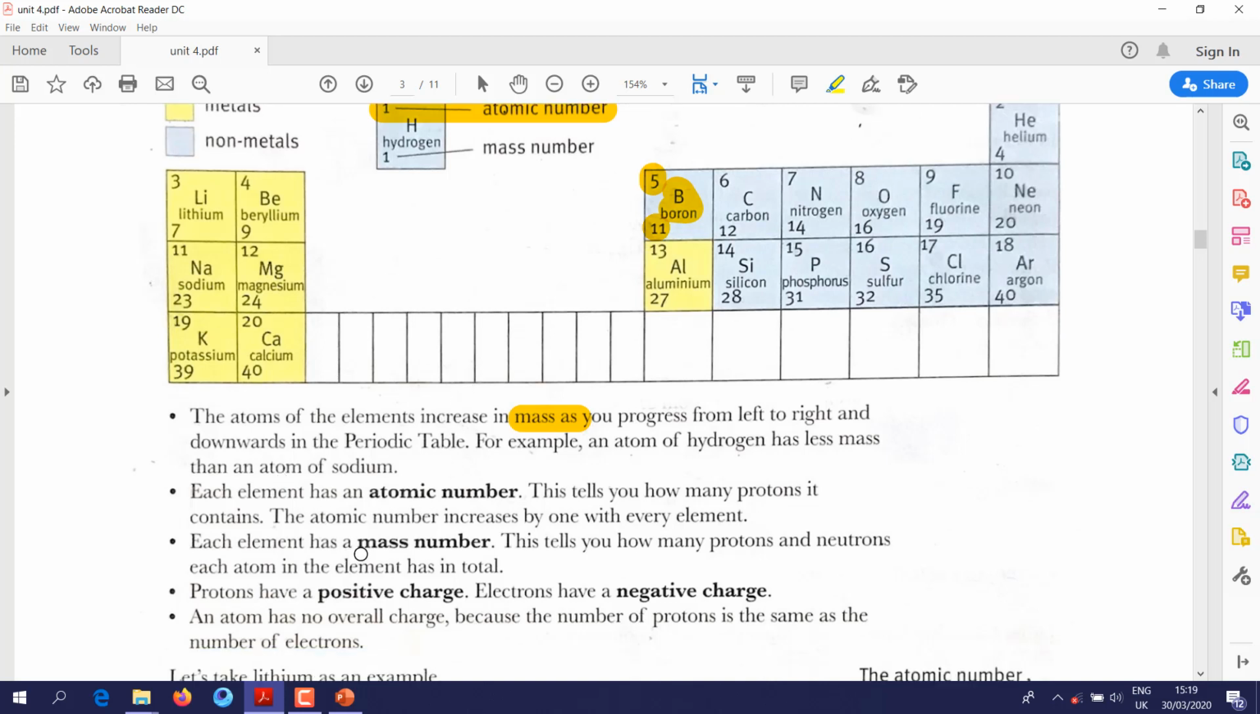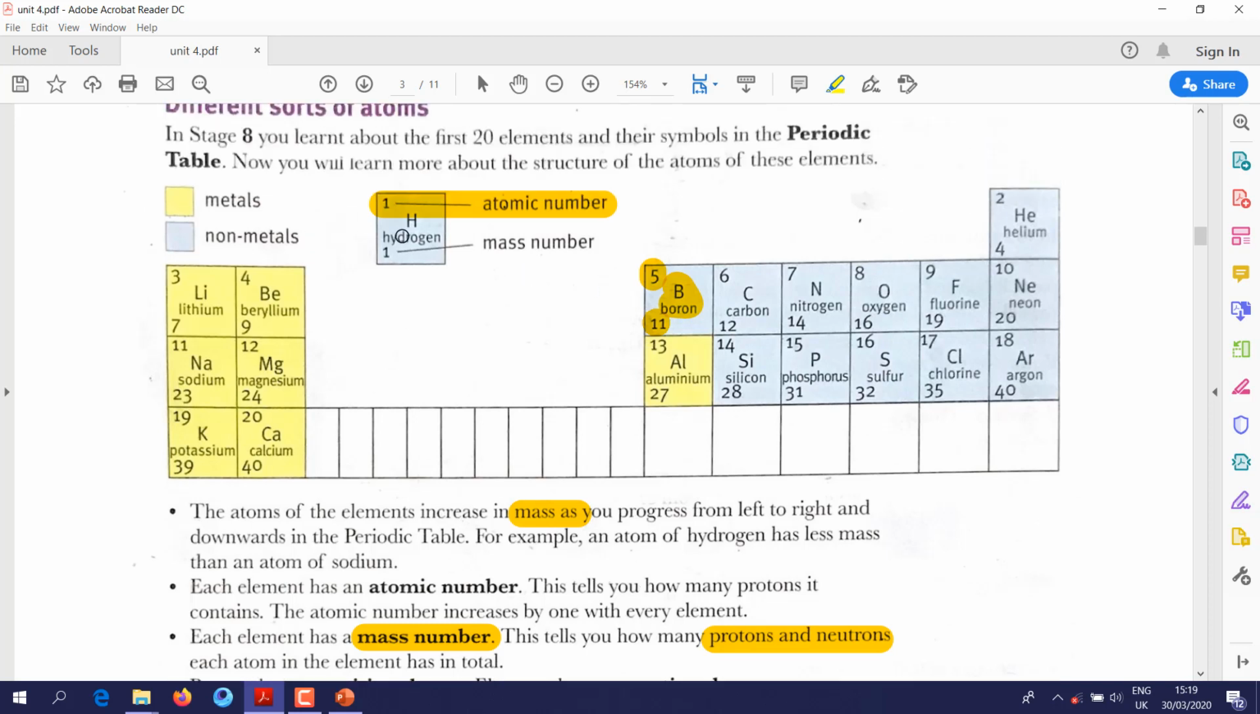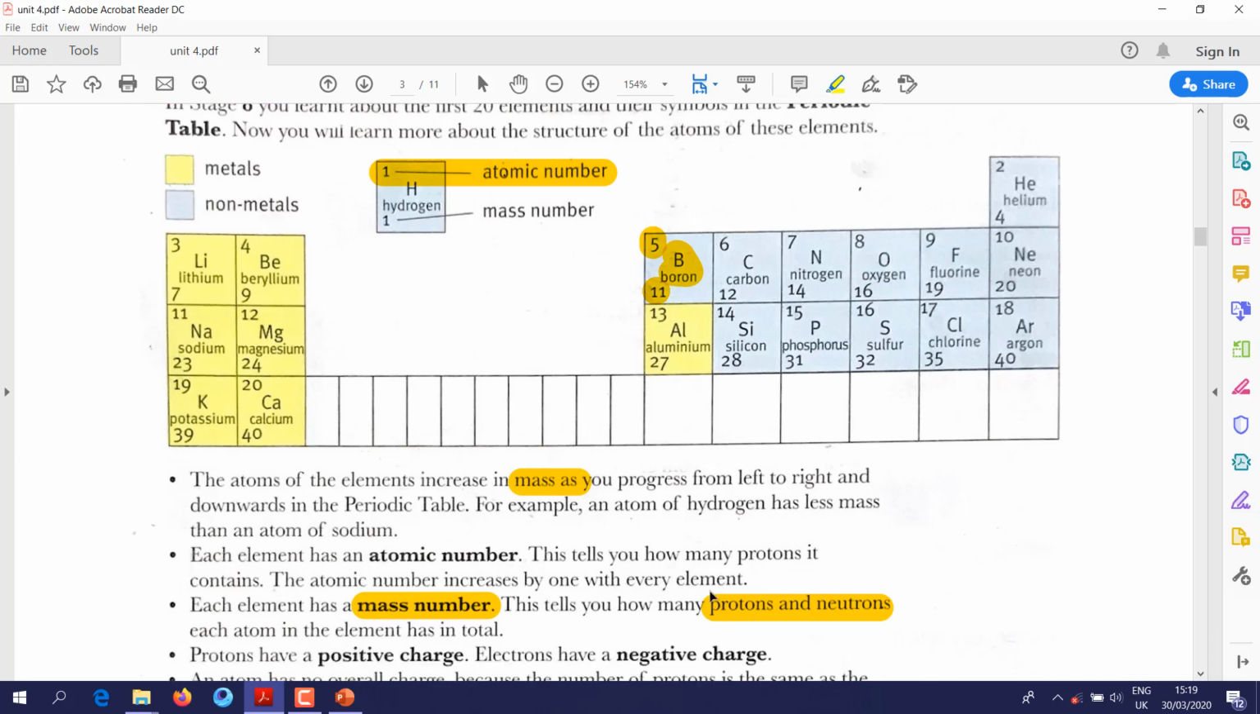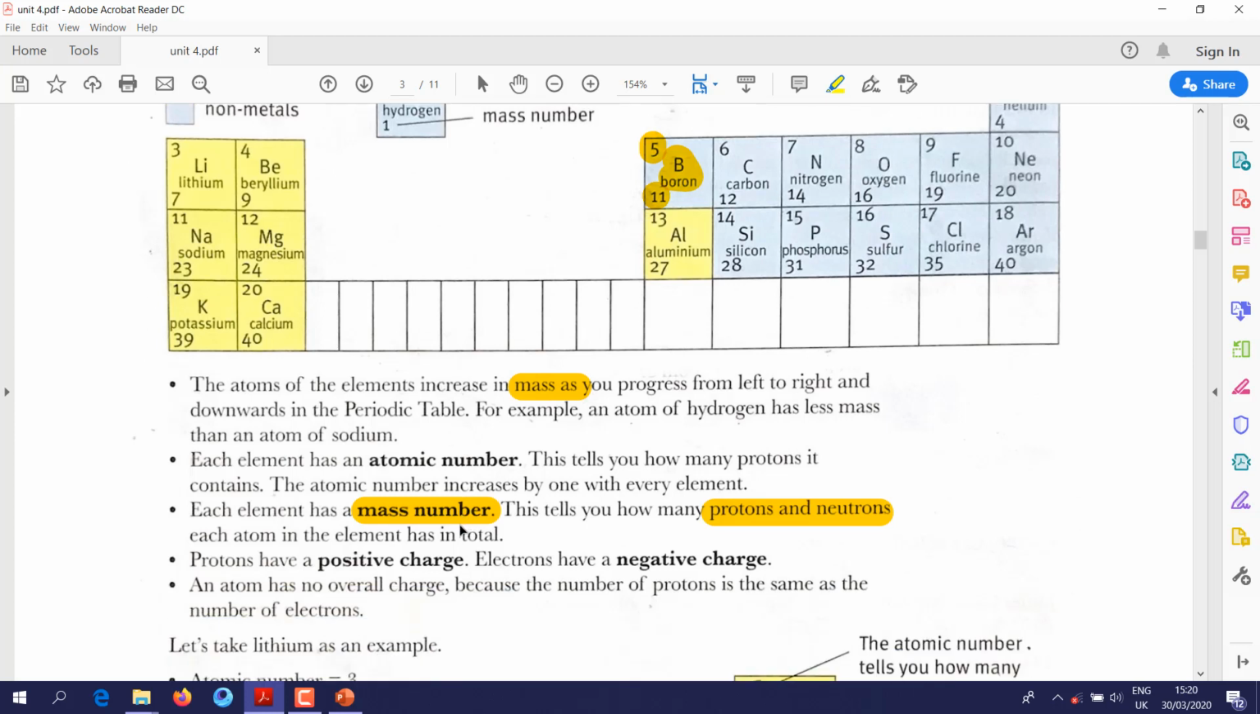Then, each element has a mass number. What do you mean by mass number? It's the total number of protons and neutrons together. So, here we have number one. One is the atomic number. It means this hydrogen atom has one proton because the atomic number is one. Mass number is also one. It means if you add the number of protons to the number of neutrons, you will get the mass number. Then, protons have a positive charge, as we just explained in 4.1. Electrons have negative charge.